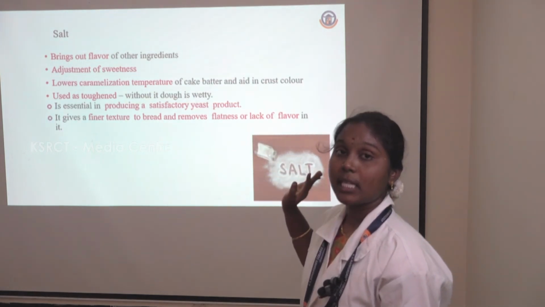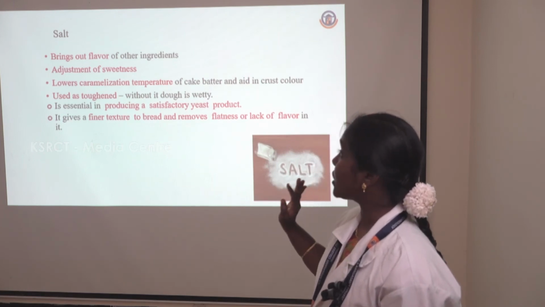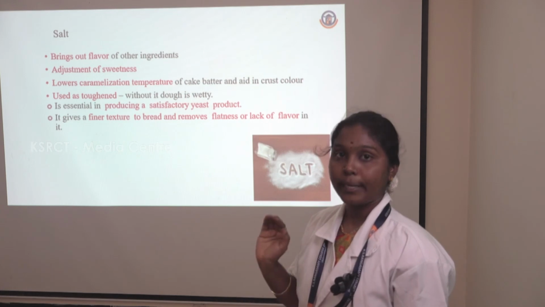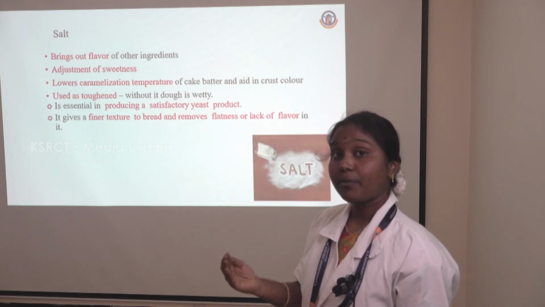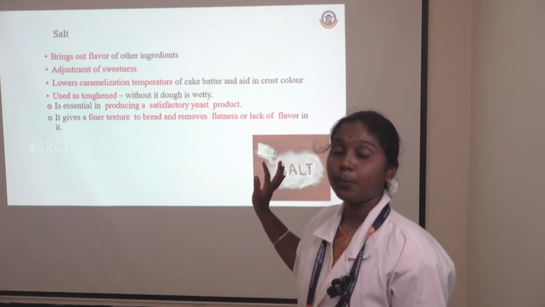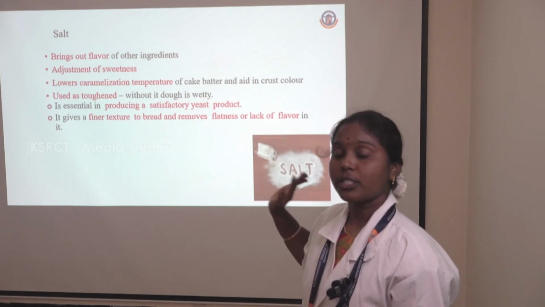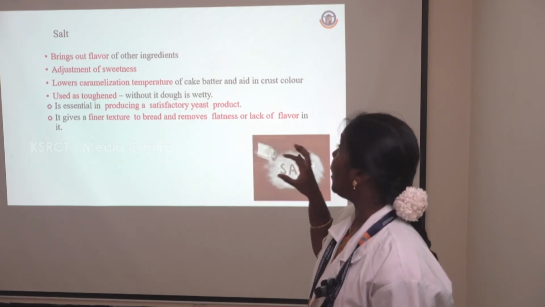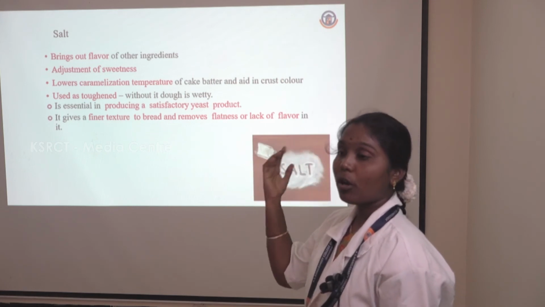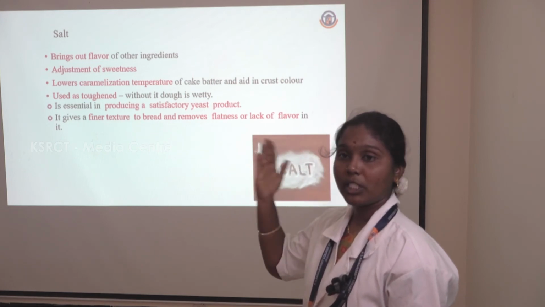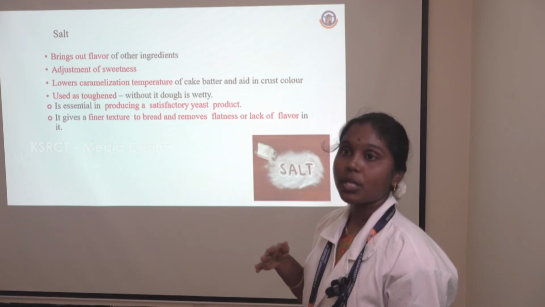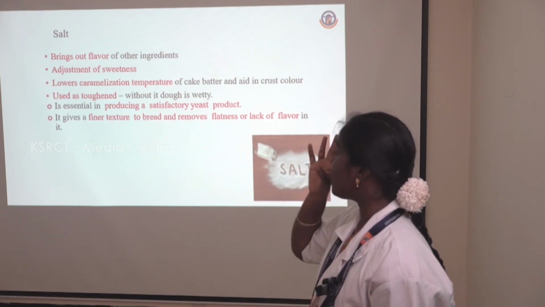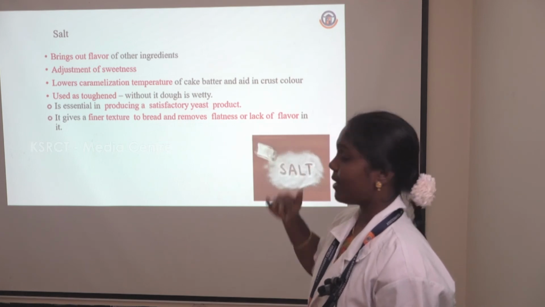So next one is salt. Salt is a very important thing. We add a very small quantity, but it has a major function in product preparation generally. In bakery products, it brings out the flavor of other ingredients. All of you know, the other ingredients are the major ingredients: wheat flour is present, shortening components are present, emulsifiers are also present. So it brings out the flavors of the other ingredients also.